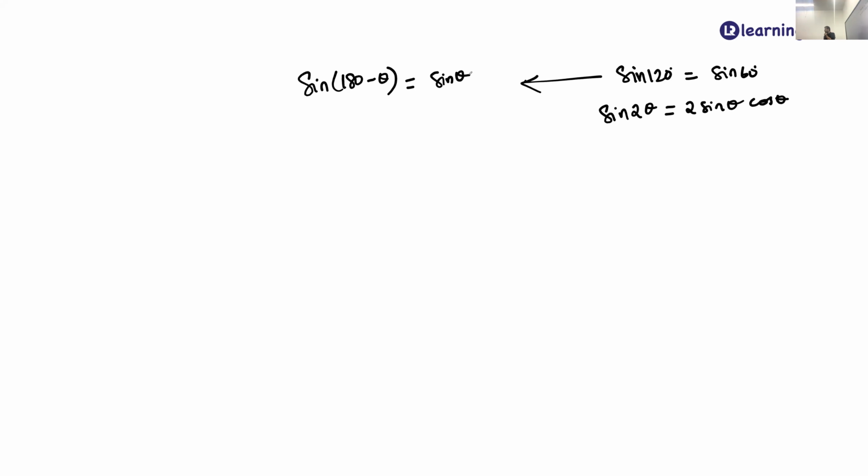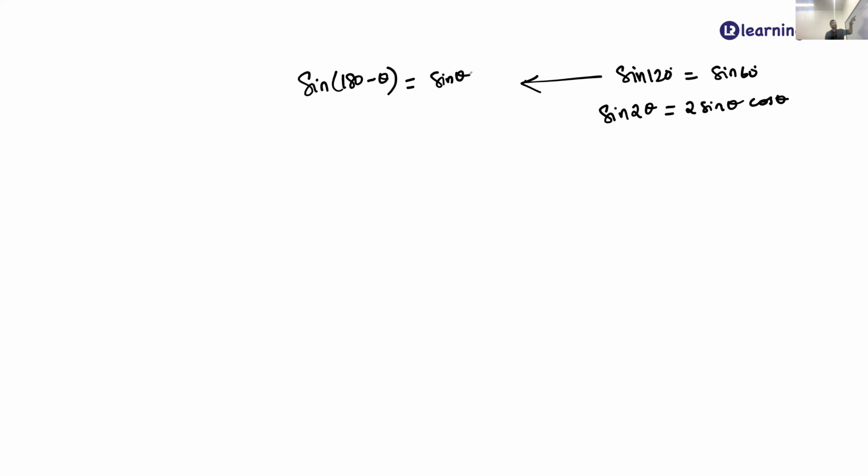Because sine of 180 minus theta falls in the second quadrant, hence it will be positive. The answer is sine theta. That is why 120 can be written as 180 minus 60, so the answer will be sine 60. That is the reason for the first step. Suppose you don't know this logic for the time being, after you learn trigonometry, you will understand this.